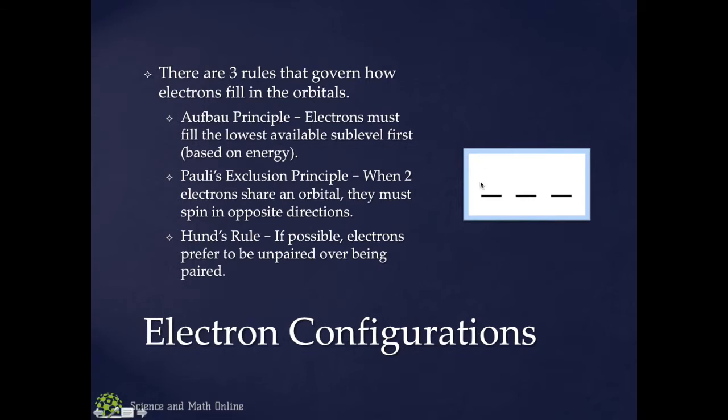For example, this is a p, so I've got 3 orbitals, and I'm going to put electrons in here. The first one goes in, he's like, hey, I'm going to go here. The second one goes there, the third one goes there, then the fourth one finally pairs up, because they're going to try to be unpaired first.